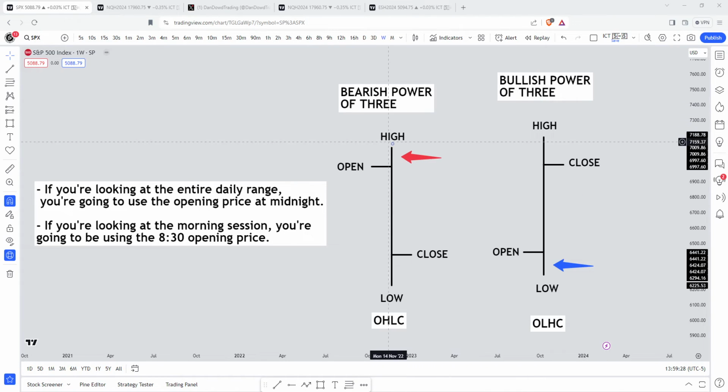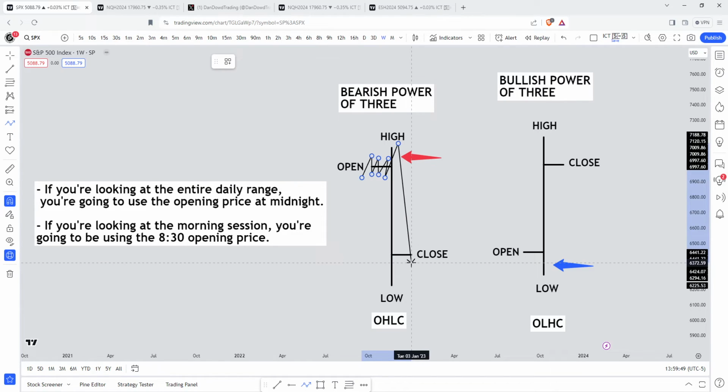For the bearish power of 3, price will open up. This is where you see accumulation near the opening price. Then it'll make a high. The high is the manipulation. So you'll likely see some accumulation where price is moving back and forth on a lower time frame. Then it'll make the high. This is manipulation for smart money to sell to the buy stops above here, and then price will distribute down.